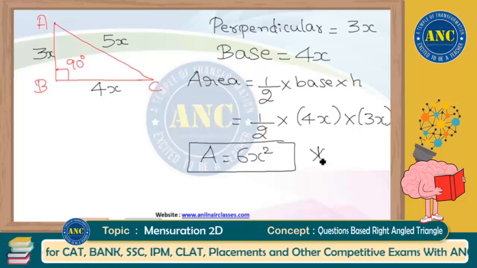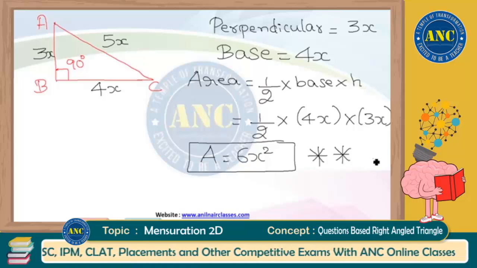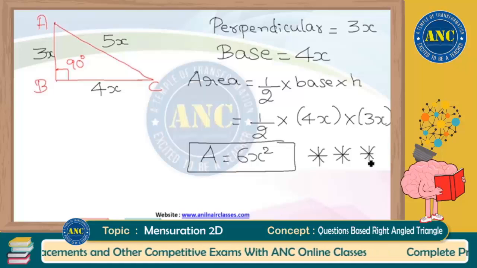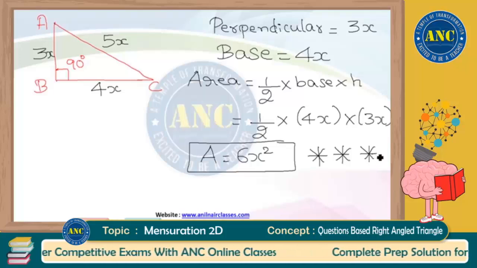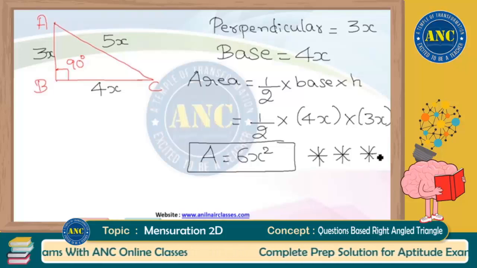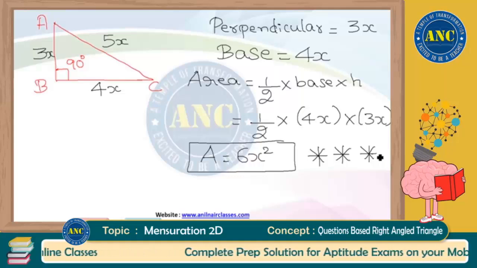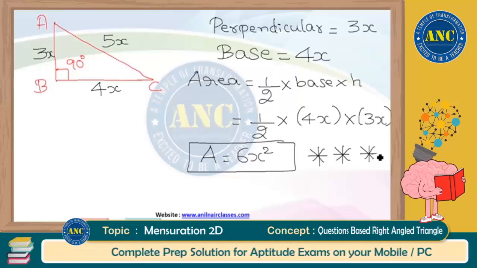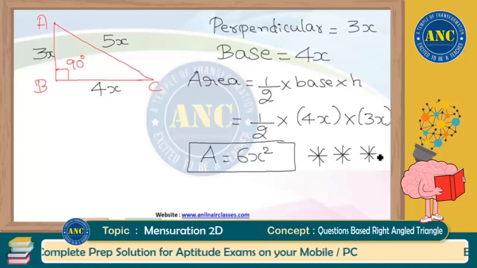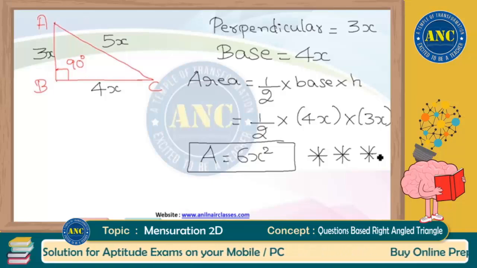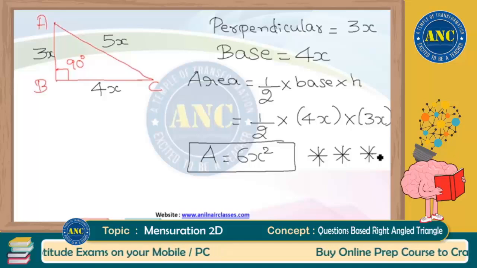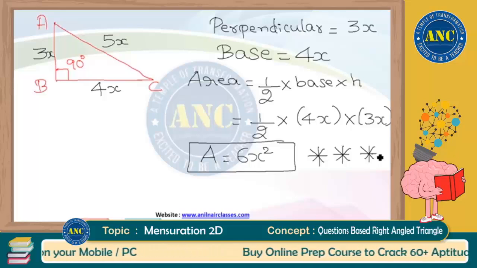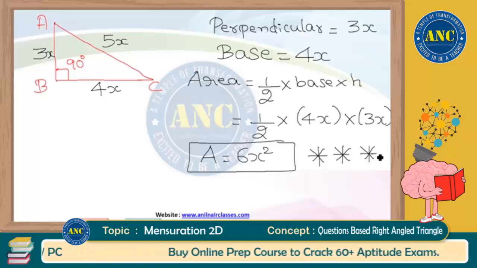Very important point. The area of a right angle triangle, in particular a 3, 4, 5 right angle triangle, is given by A is equal to 6x square, where A is the area, the base is 4x in this case and the height is 3x. The hypotenuse of the right angle triangle is 5x.